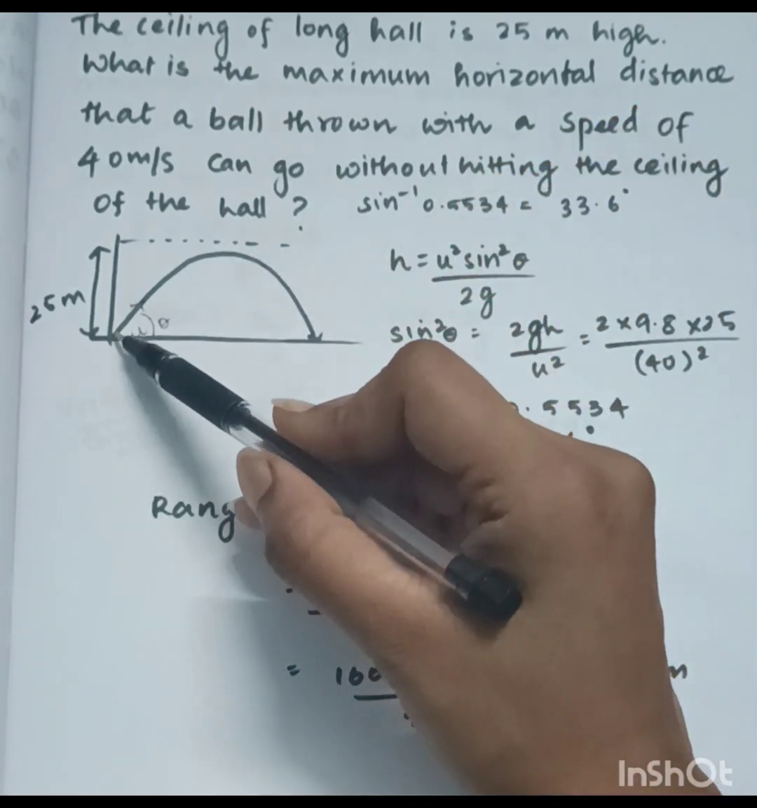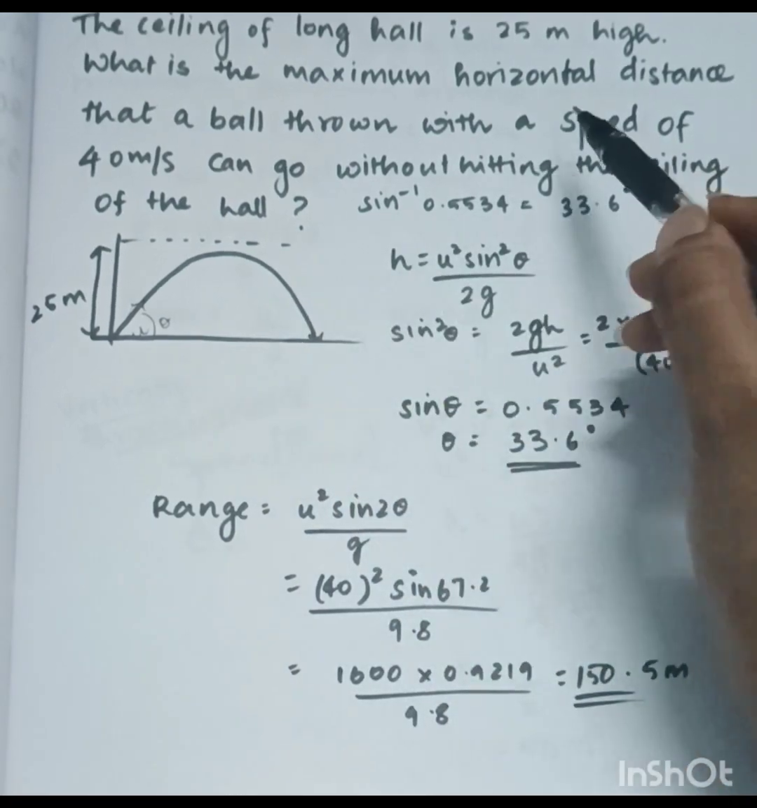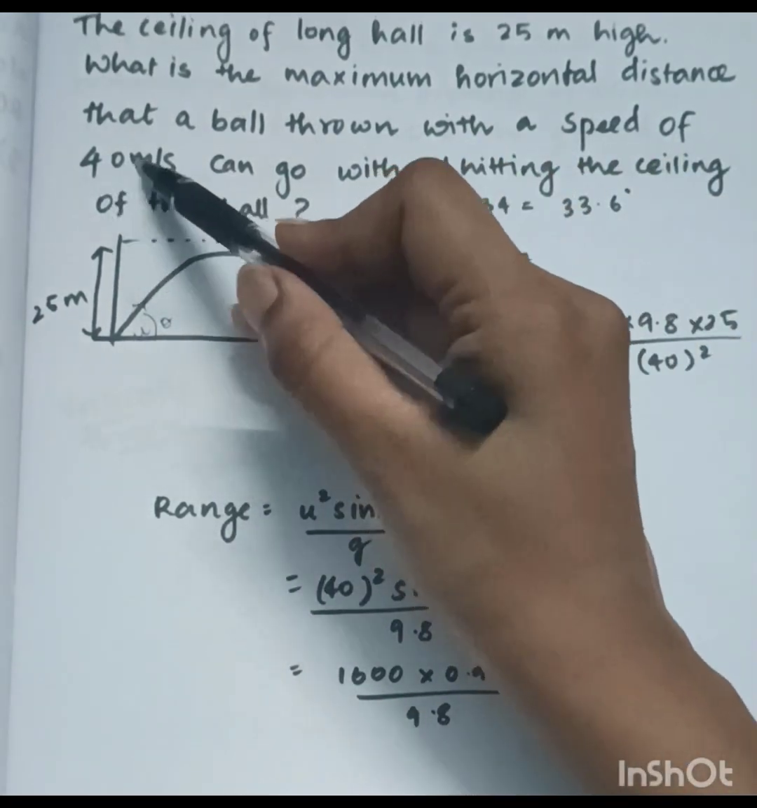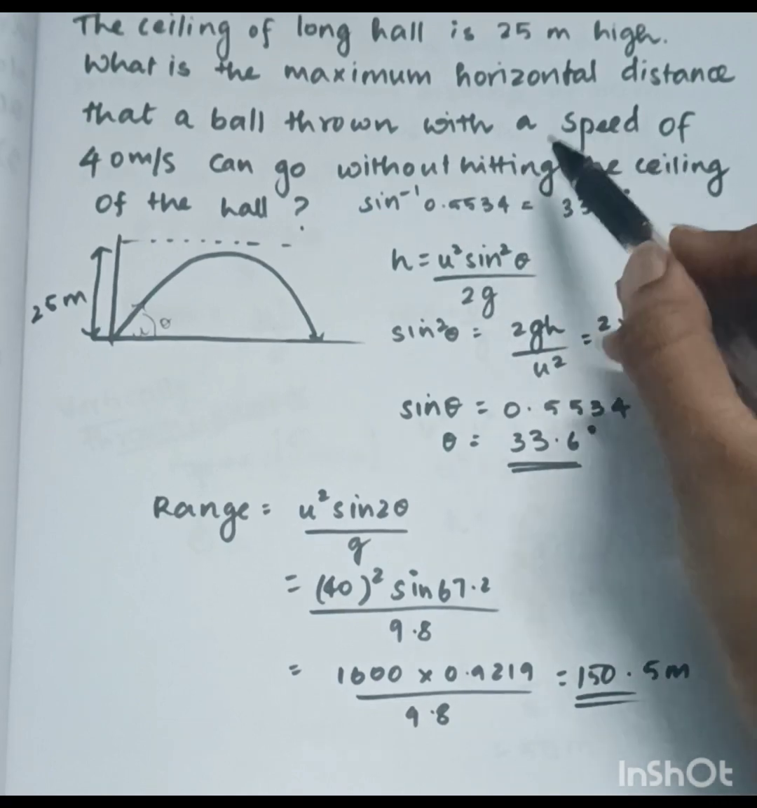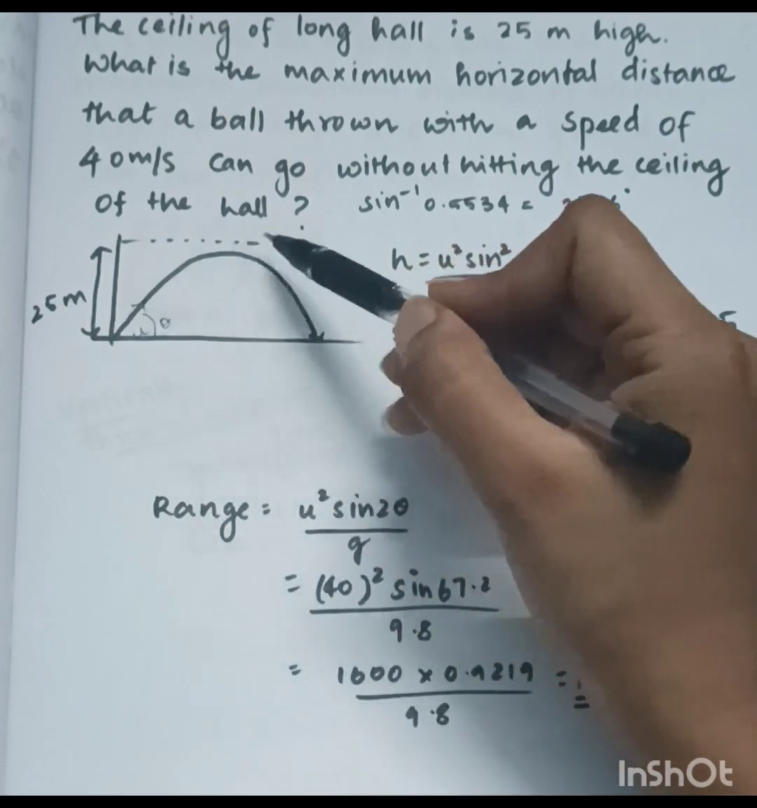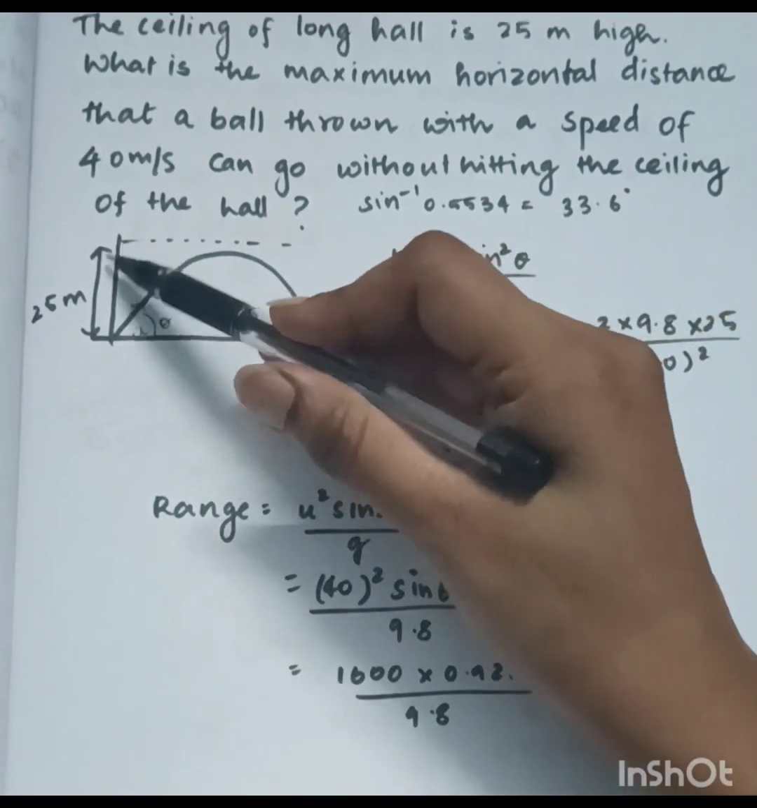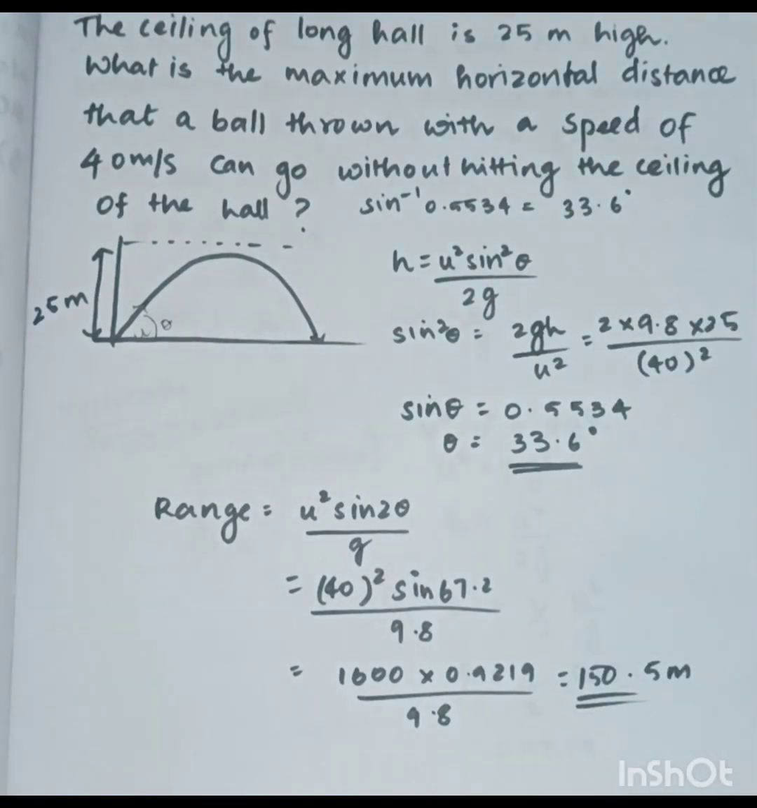What are they asking? This distance, that is the range. They have given that it is thrown with 40 meters per second at a certain angle and it should not hit the ceiling. So that is the question. What is the range covered? Given height is 25 meters and initial velocity is 40 meters per second.